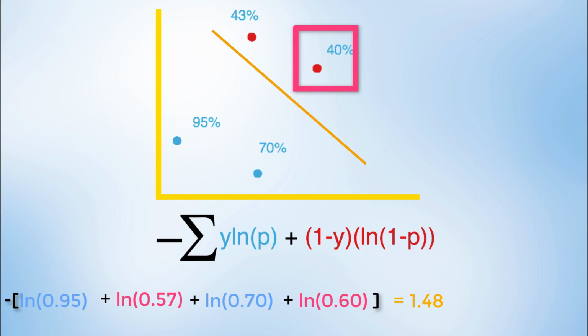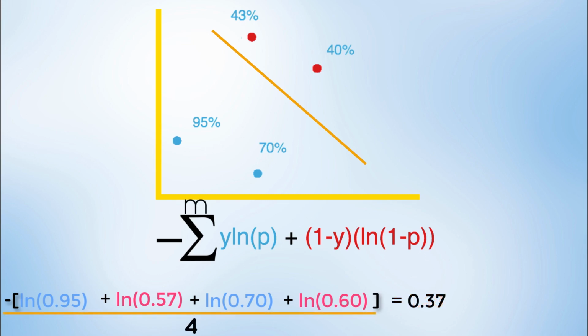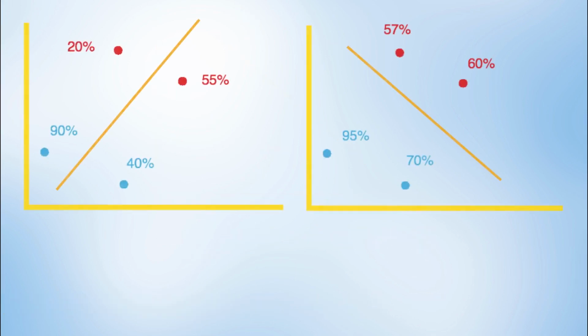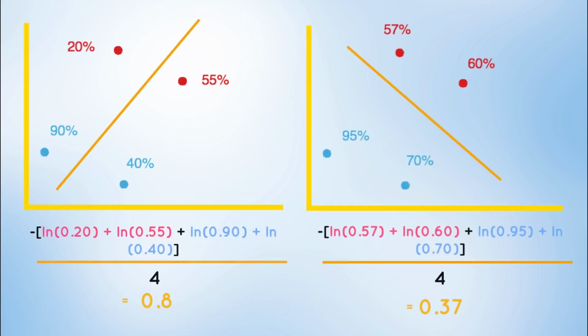And by convention, when computing the error function, we consider the average, not the sum, which is why we divide by the total number of points m in the end. Even if we were to take the average, it's still apparent that the first linear model has a much bigger cross-entropy than the second one, and therefore a much larger error.